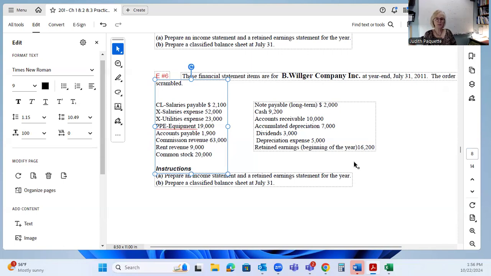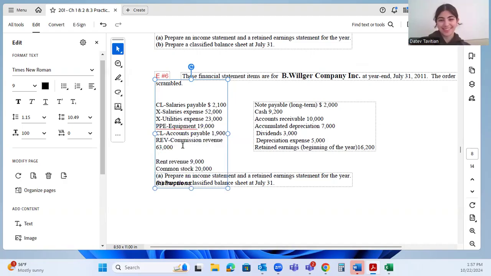All right, accounts payable. Current liability. Great. Commission revenue. Now let's back up. This is a company and they're not calling their revenue service revenue. They're calling it commission revenue. In your head, just think service revenue. So what kind of account is this? It's just revenue. So is rent revenue. Rent revenue is revenue. And common stock is what category? Stockholders' equity.